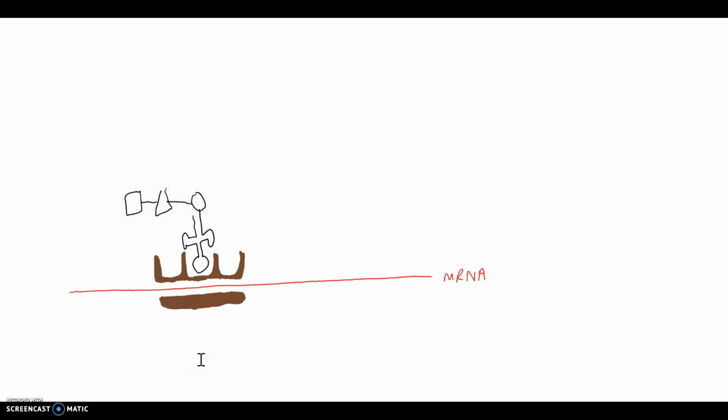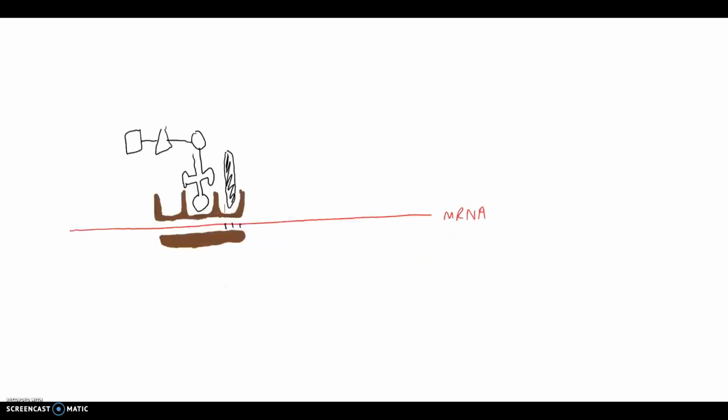Now that will continue until you reach what we call a stop codon. When a stop codon comes into the A site, instead of a tRNA with its associated amino acid entering the A site of the ribosome, something called a termination factor enters the A site of the ribosome.